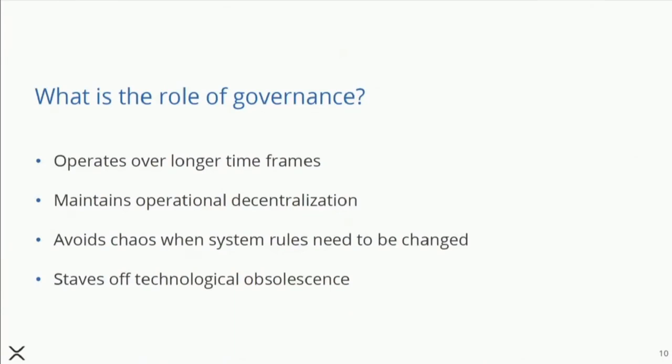It took governance to change the block size for Bitcoin Cash. It took governance to add segregated witness. These avoid chaos when the system's rules need to be changed. And again, the natural stakeholders probably don't want a system to become technologically obsolete.